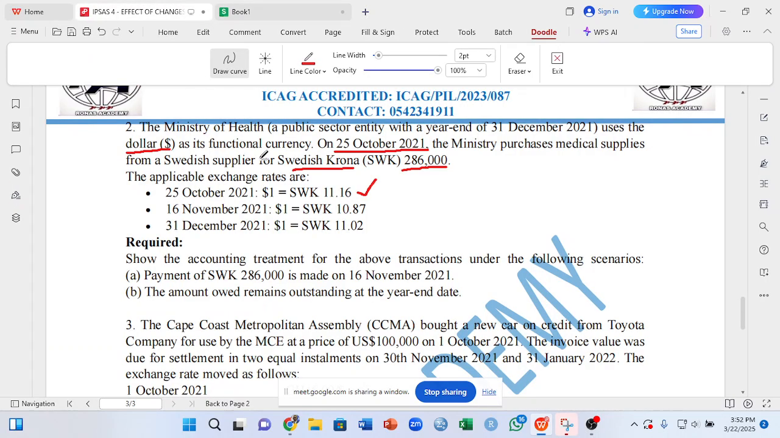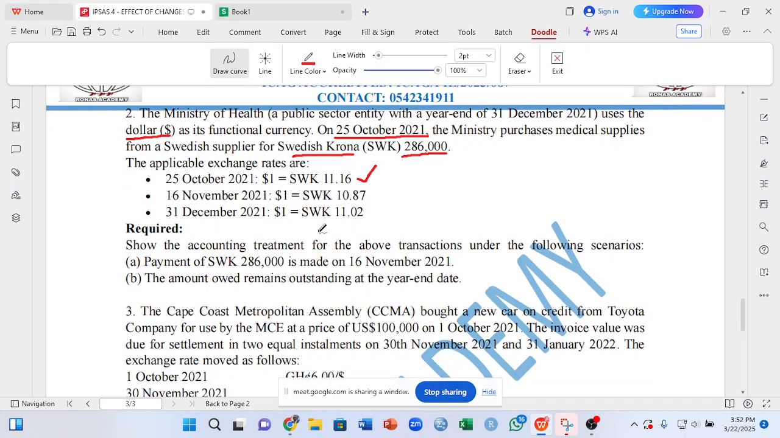Then the next thing we have to do is look at the requirements. Requirement A told us that payments of 286,000, meaning they made a full payment, because bear in mind we are owing 286,000. It's made on 16th November 2021. So we have to find the amount we paid in our functional currency.